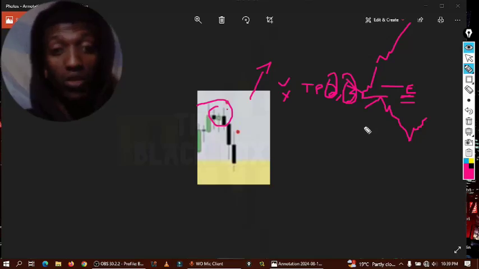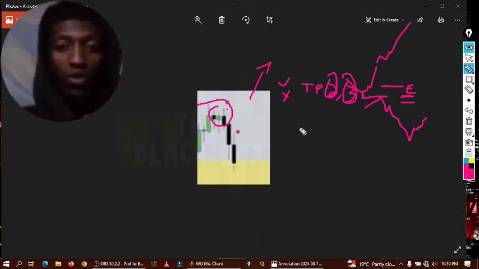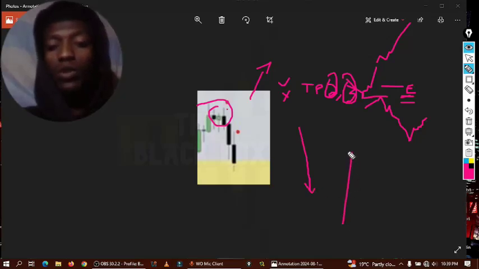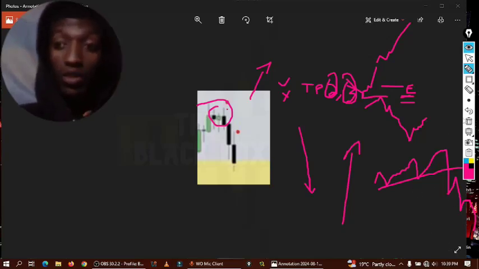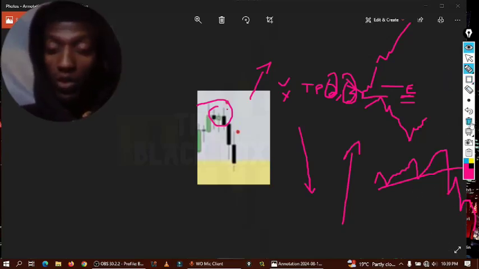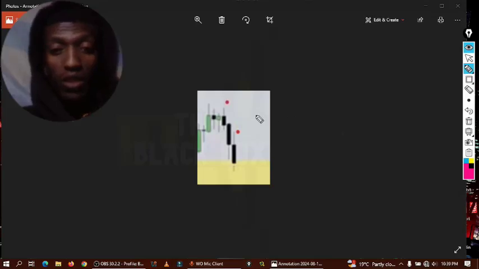And trust me, it will return. It will not forever dump. It will not forever pump. Trust me, it will come back. It will come down, then move up. It will break this, and now it will come up. Now it moves down, then comes up, and then moves down. That's how it goes. That's the basic market structure right here.